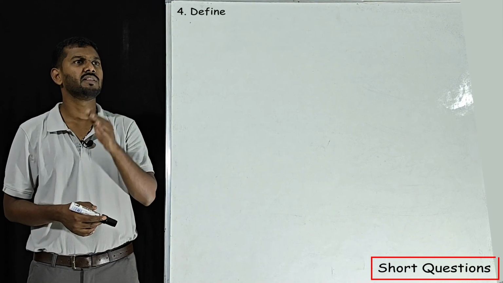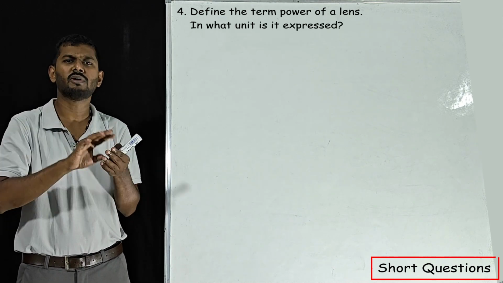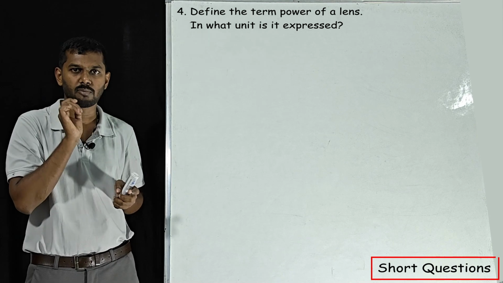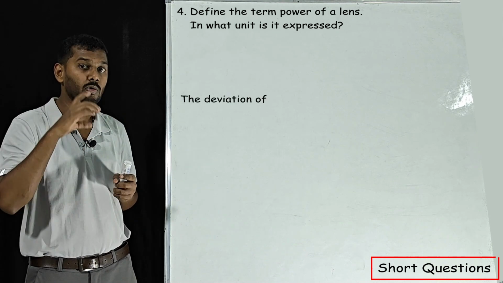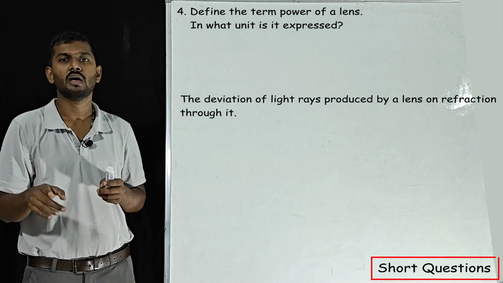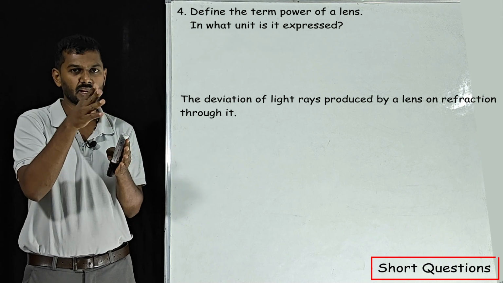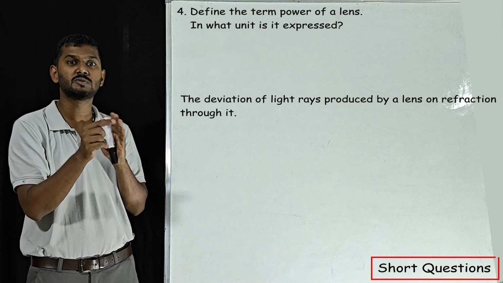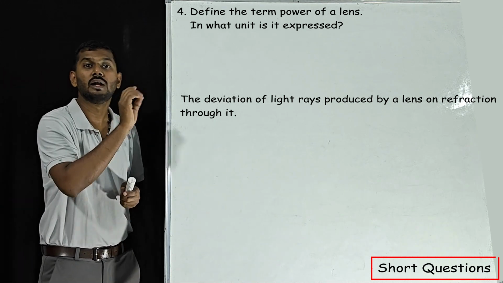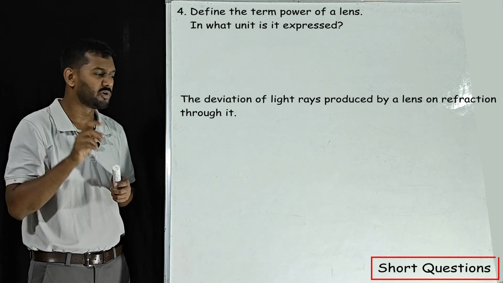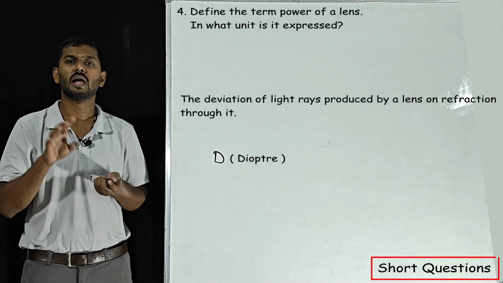Our next question: define the term power of a lens. In what unit is it expressed? It's a very simple question. The definition of power of a lens is very important. It is the deviation of light rays produced by a lens on refraction through it. Deviation means going in a different direction. This is the definition of power, and they are asking for the unit also. The unit is D, capital D, that means diopter.